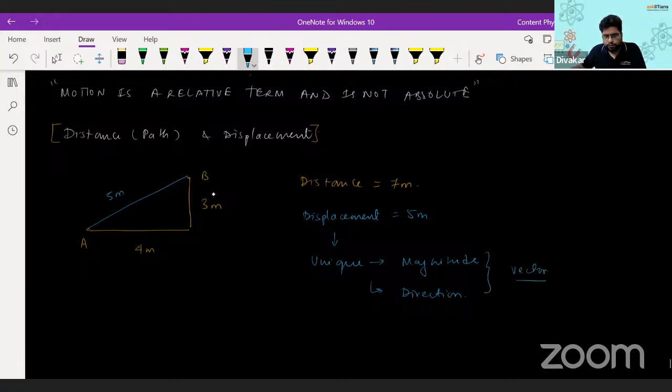So if a person moves, he'll cover some length. And how many types of length do you study? Two types. One is distance and the other one is displacement. Now let's see some more examples on displacement and distance.